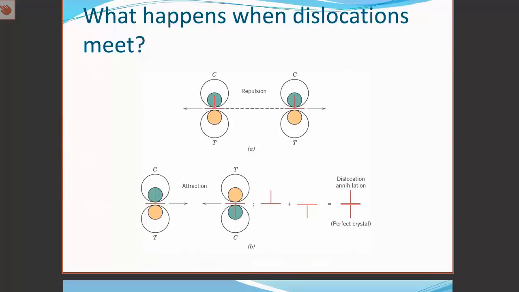When two dislocations interact, the strain fields around them interact and can cause repulsion, which occurs when like strain fields, for instance a compressive strain field and another compressive strain field, interact. Or they can attract each other and annihilate each other if strain fields of opposite type collide. So the reason I'm telling you this is to understand that if we have more than one dislocation in the crystal and these dislocations move close to each other, they can attract or repel each other. So the dislocations interact with each other.